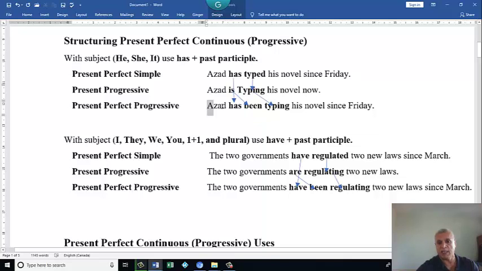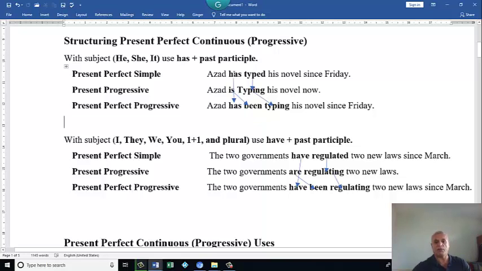I have here Azad has been. If you look here, I have has plus past participle, but I need it to be progressive. Then I'm going to say Azad has been typing his novel since Friday. How did we get this sentence? Has is the same as in present perfect, and then in present perfect continuous or progressive, if you still look here, then here we have is. Sometimes we call it is, or was, a form of be, we change it to be.